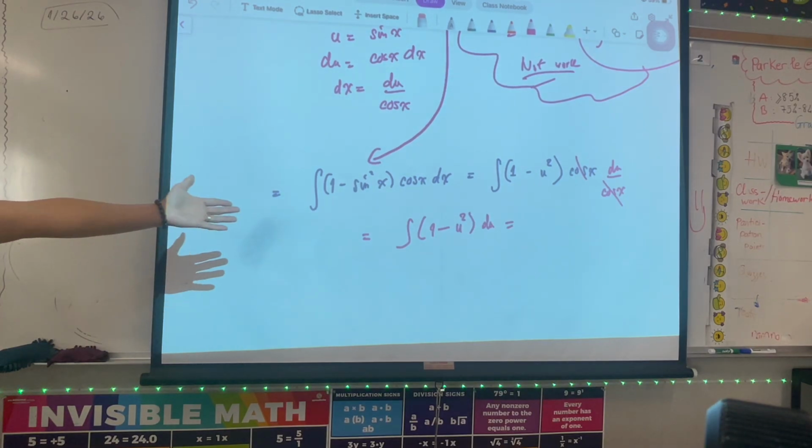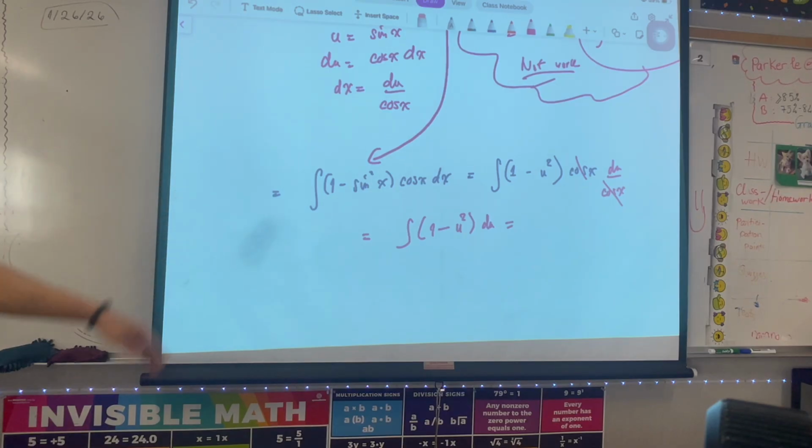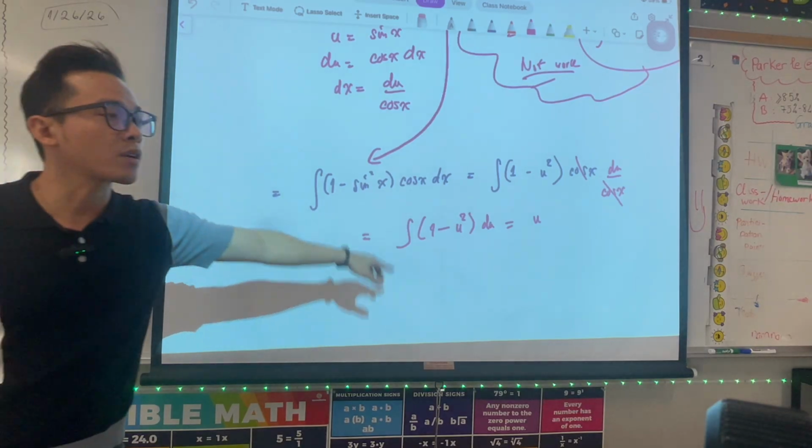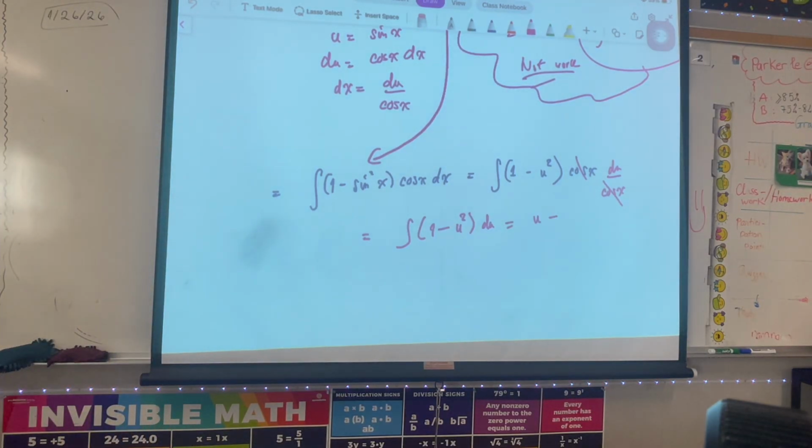Now this is very simple, right? What is the integral of 1? u. Now it's u, not x. What is the integral of u square? u cubed divided by 3 plus c. Is that your answer? No, you need to replace back to x. So u is sine x, so sine x minus sine x cubed divided by 3 plus c. That's it.